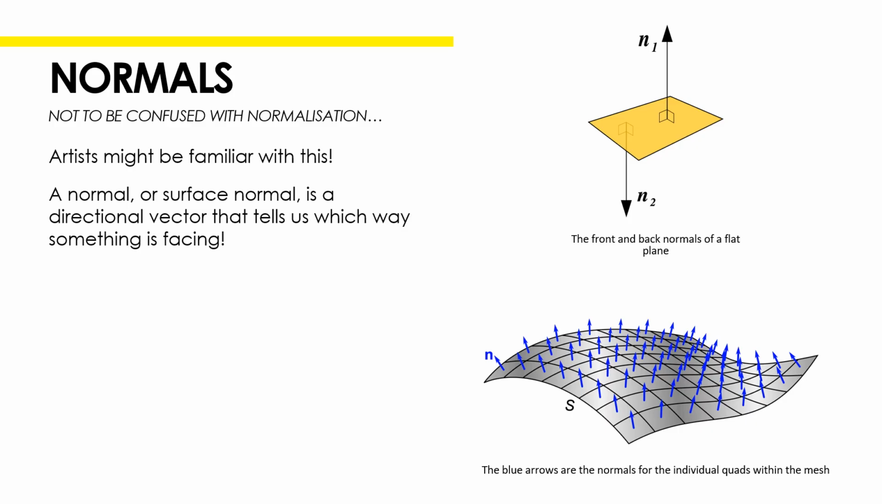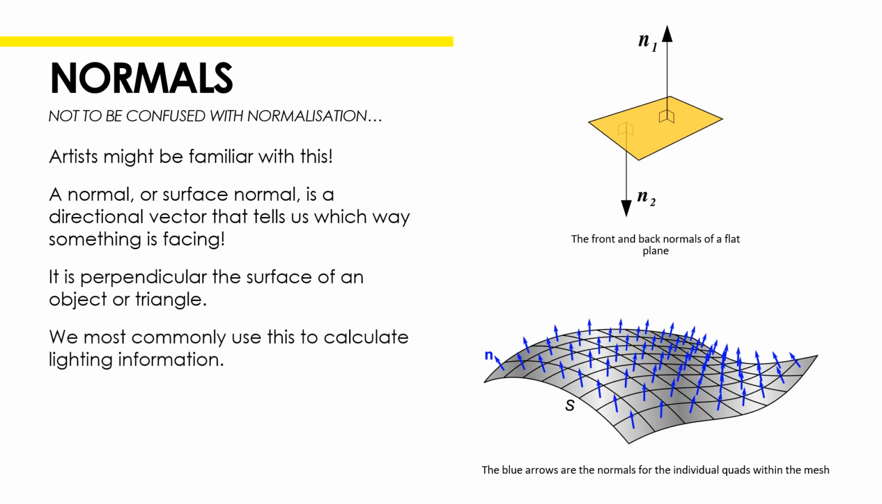You can see on the right here, this yellow plane is kind of lying on a ground, and the front normal is up and the back normal is pointing the other way. Below it, we have a more complex mesh, and you can see that the normal is always pointing perpendicular to the surface that it's on. Normally, normals are just used for calculating lighting information, but there are some other uses which we'll be able to see.